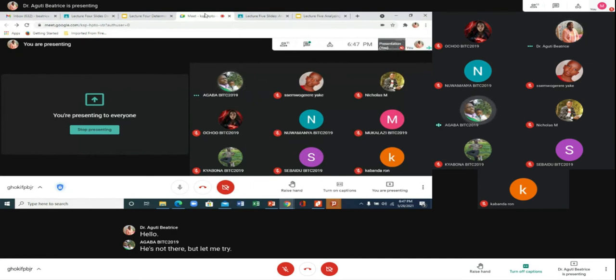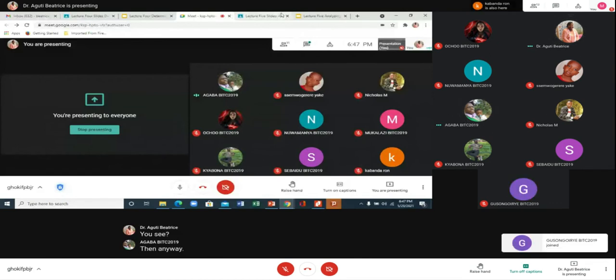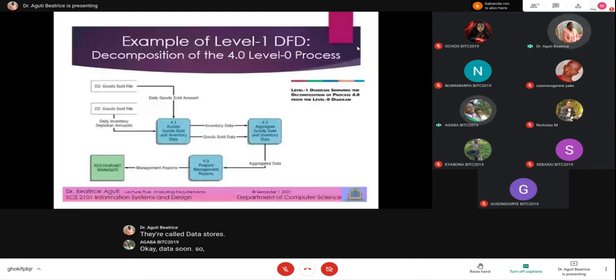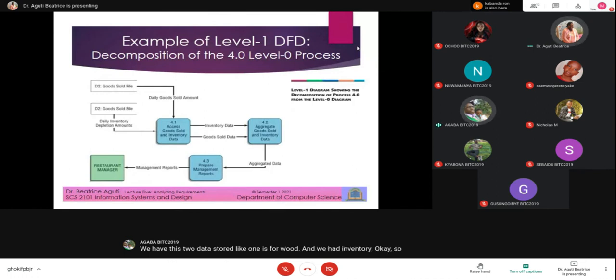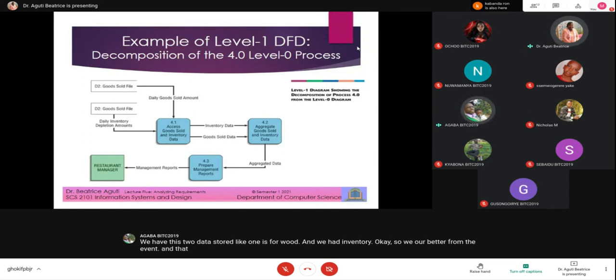Okay. Yes. So we are saying that we have here, let me call them databases. You see, they are called data stores. So we have these two data stores, one for goods sold, and we have inventory also. So we get our data from the inventory and the data from the goods sold.